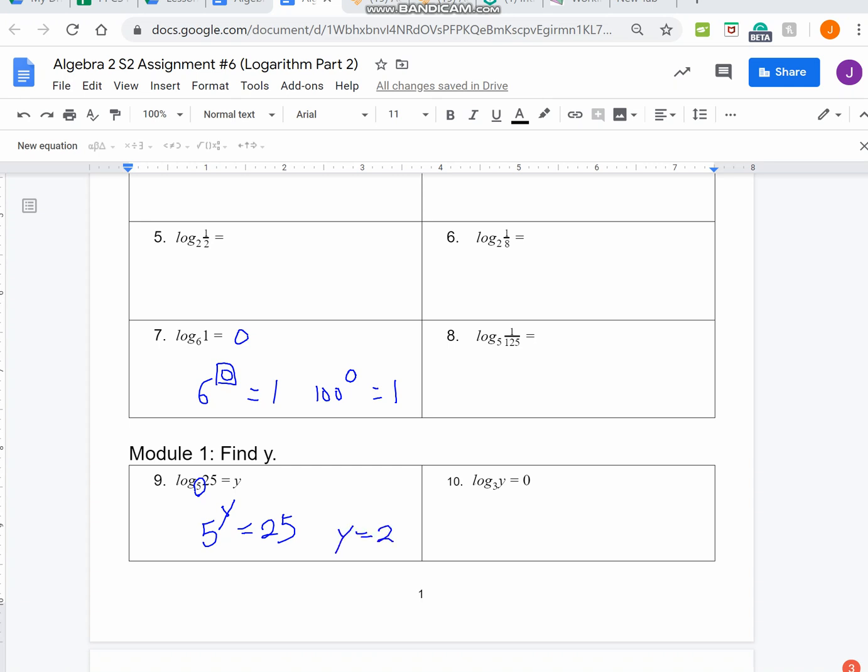Very good. All right, for number 10. What should be the base again? Yeah, the base has to be 3, the base of the log, right? And 3 to the power, what should the power be? Is it going to be y or is it going to be 0? Yeah, the one on the right side has to always be the exponent. So 3 to the power 0 is equal to y. Power 0, what does that give you? Yeah, anything to the power 0, like we just said in number 7, is going to be 1. So y has to be 1.